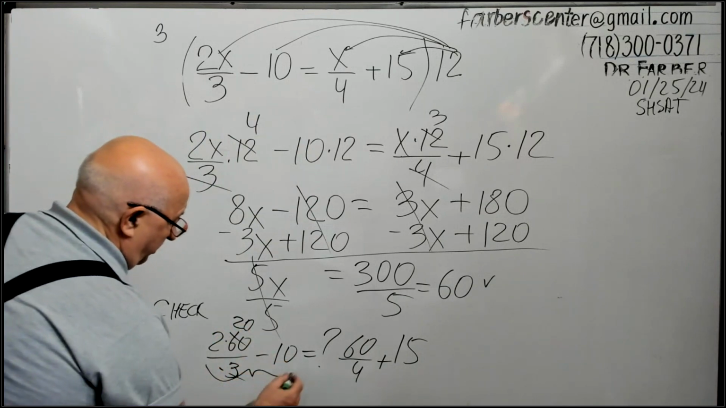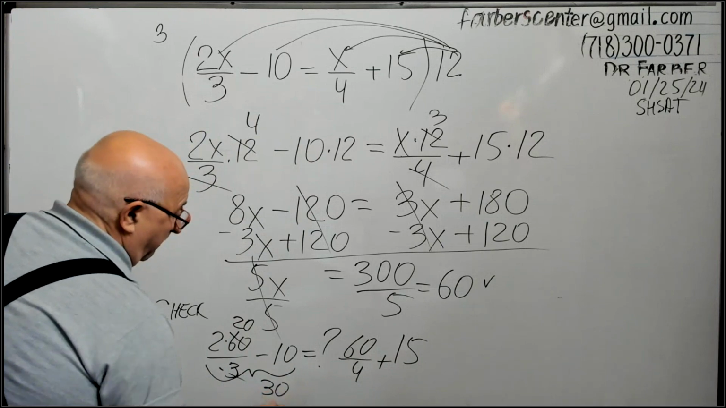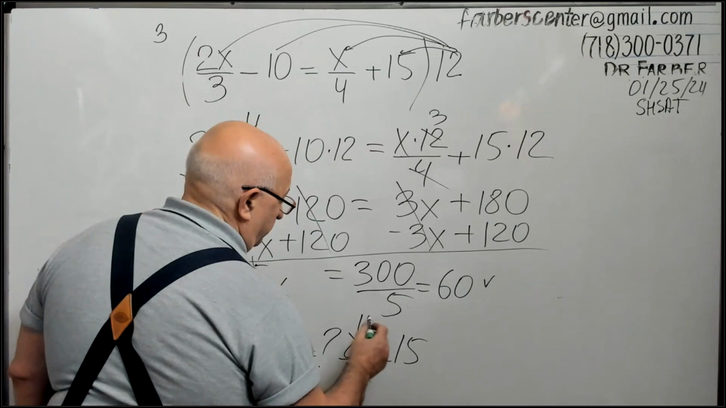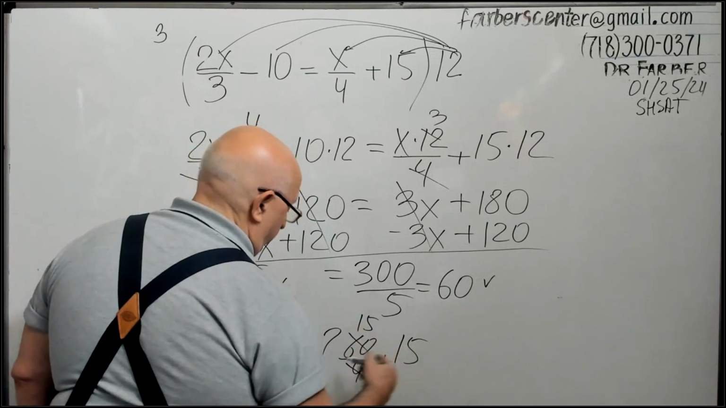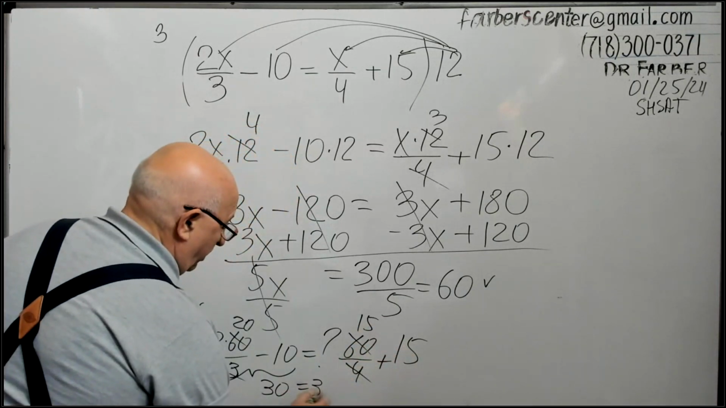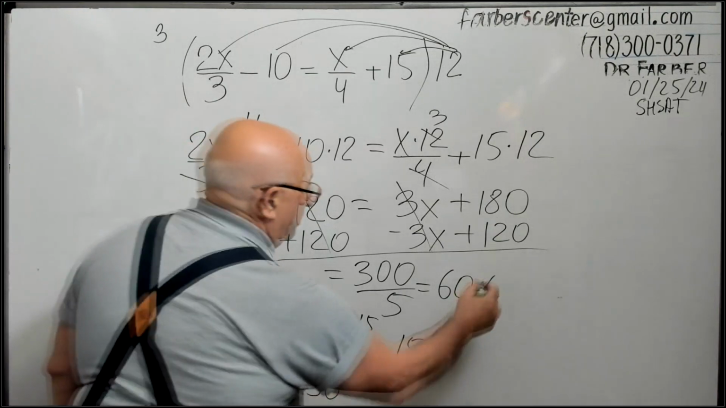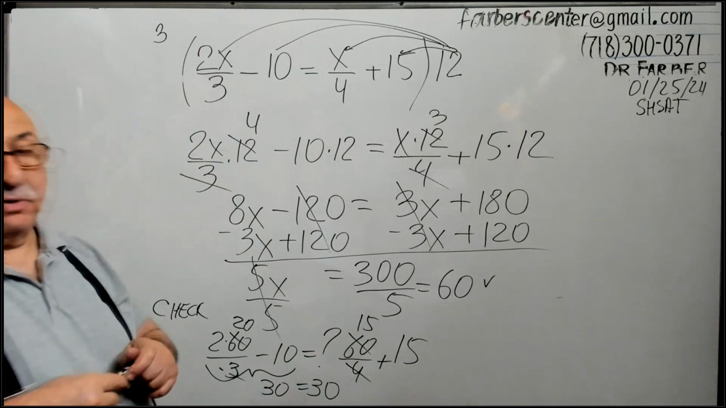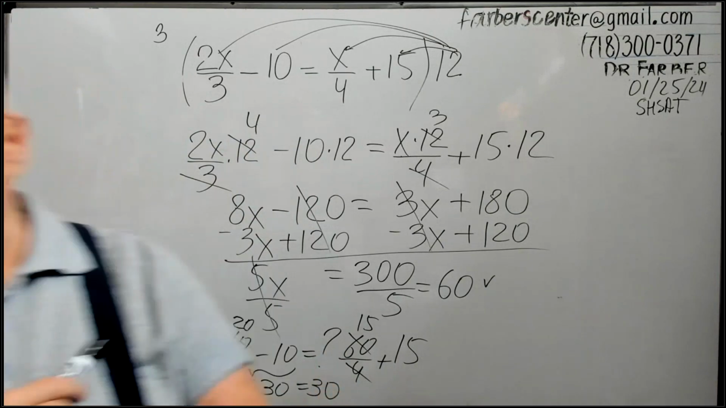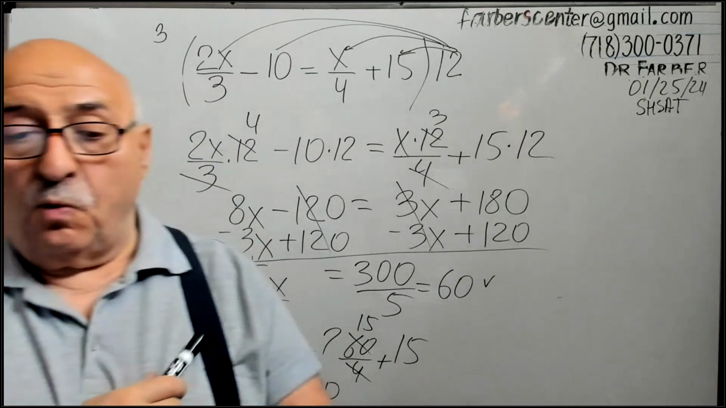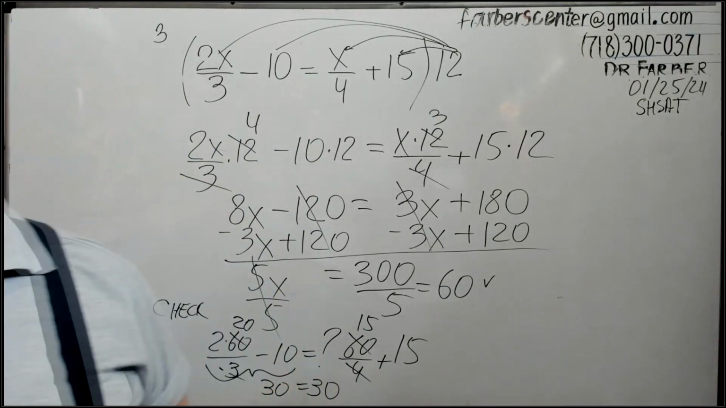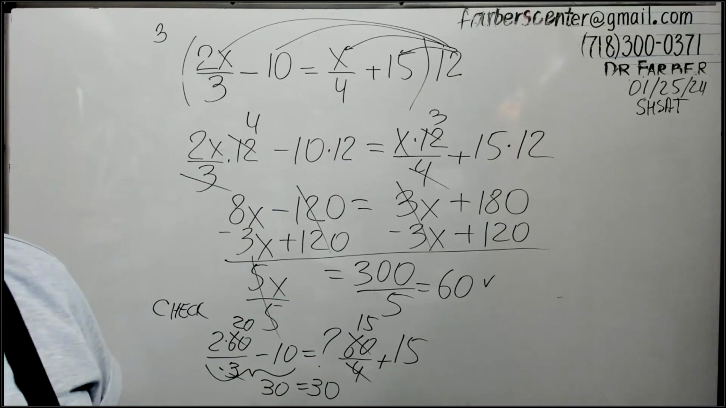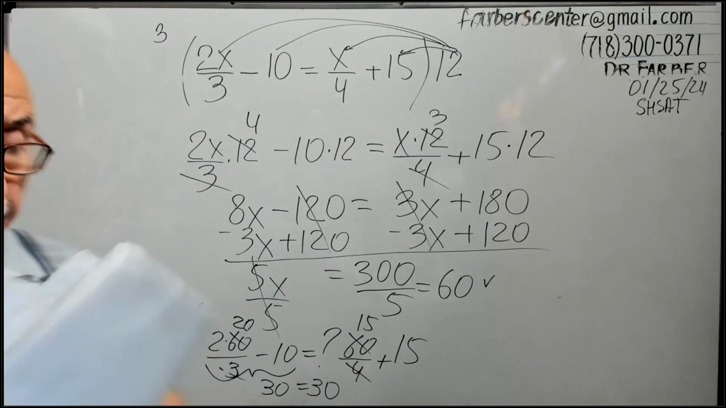Left part is 30. 4 goes into 60 15 times. 15 plus 15 is 30. 30 equals 30. Bingo, you solved it correctly. So on the test, when you have any equation, you can always check, plug into the original equation. Who understands this 100%? Good, good, good. Let's go to another one.